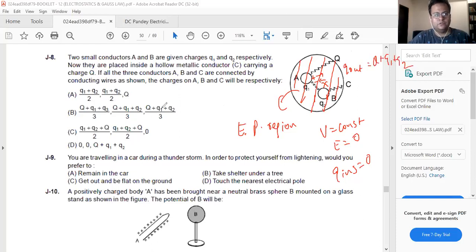Okay. That's J9. You're traveling in a thunderstorm. What would you do? Tell me. Remain in the car. Take shelter under a tree. Get out and be flat on the ground. Touch the nearest electric pole. Will anyone do D? No one will do D. Okay.